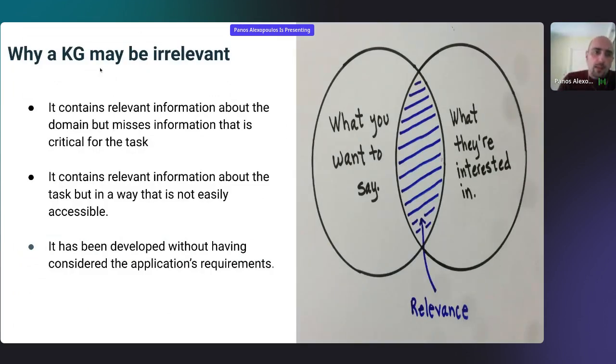And why may it not be relevant? Well, first, it might contain relevant information about the domain, but miss information that is critical for the task. Or it contains the relevant information, but it's not easily accessible, or it has been developed without having considered the application requirements, which of course can happen. And that's why it's usually a good practice, when we build a knowledge graph for an application, that we really consider what the application is about.